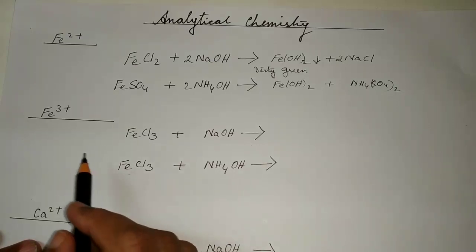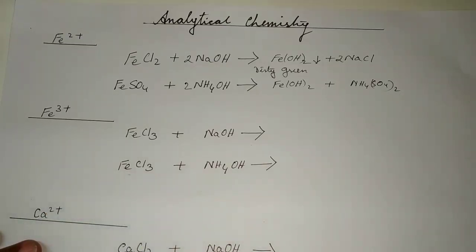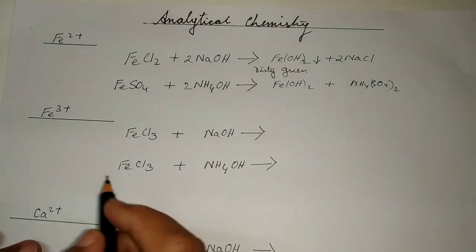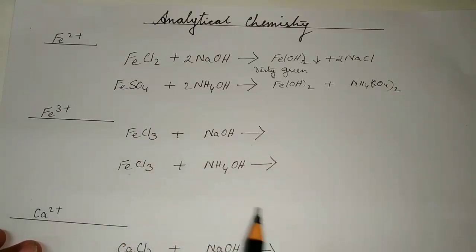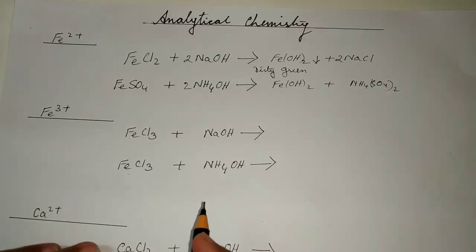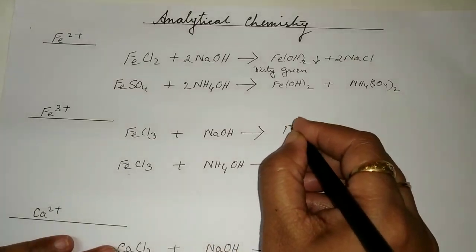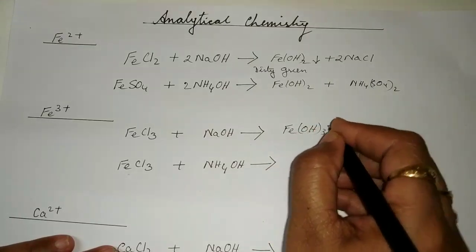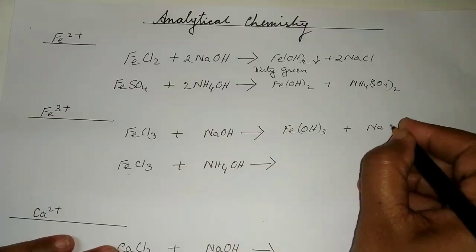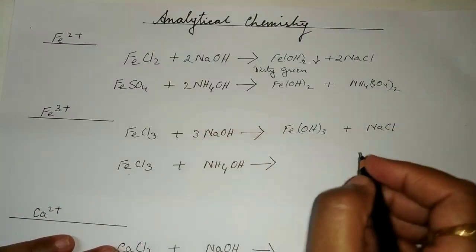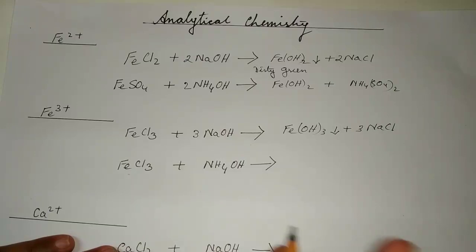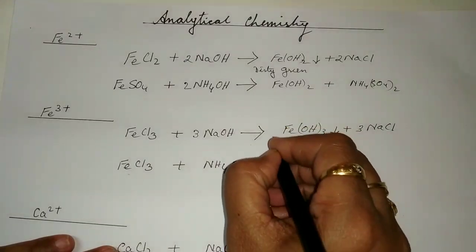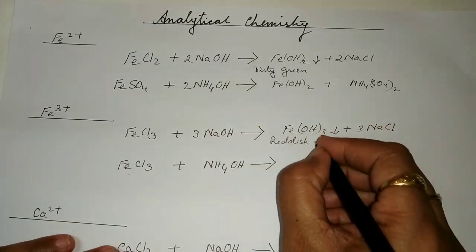The next salt is a ferric salt. You can take any ferric salt, ferric sulfate, ferric nitrate. I have used ferric chloride in both the cases just to show that the reaction remains all the same. Here the color of the precipitate will be reddish brown. So if we complete the equations, it will be Fe(OH)3, being a ferric salt. Balancing it will be this, and a precipitate. So the color is reddish brown.